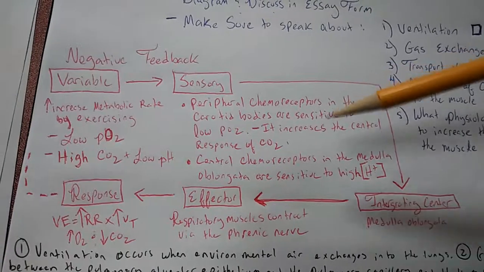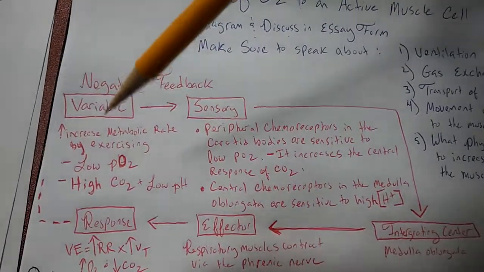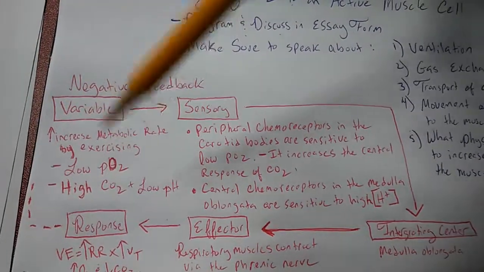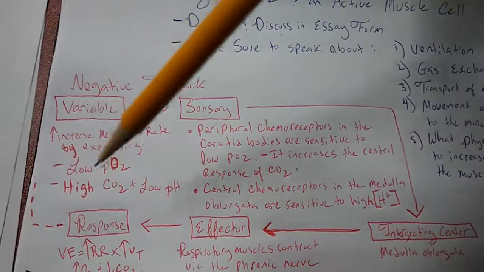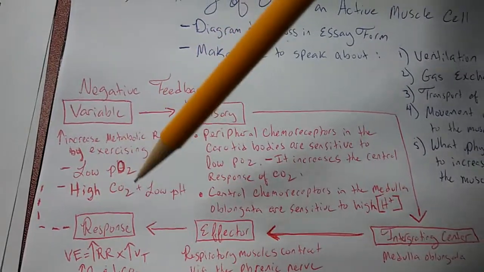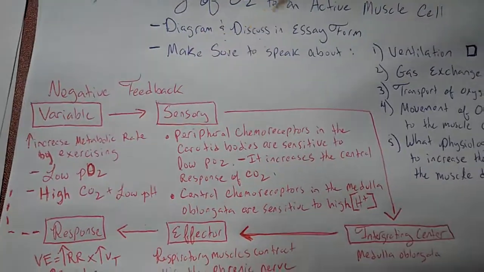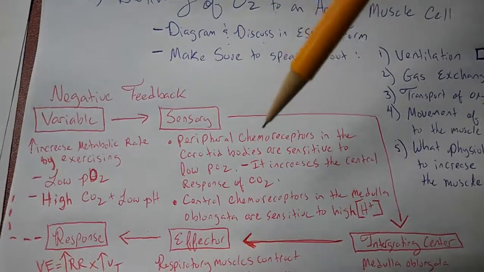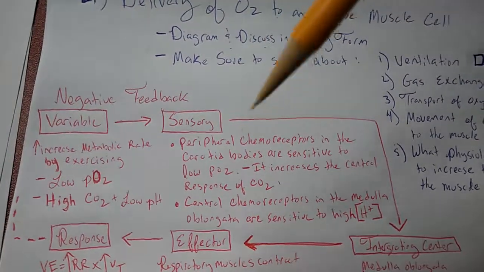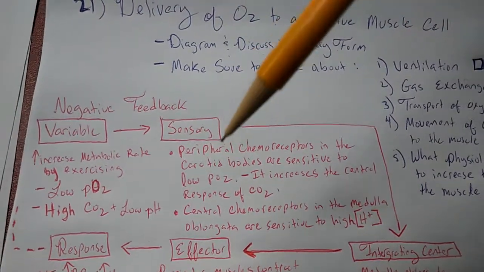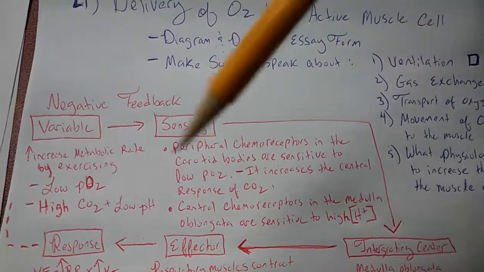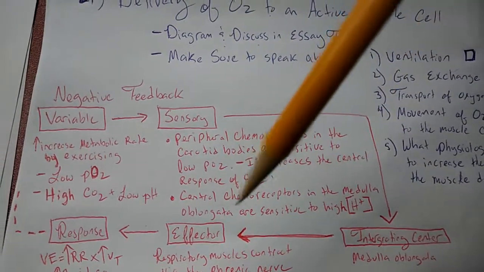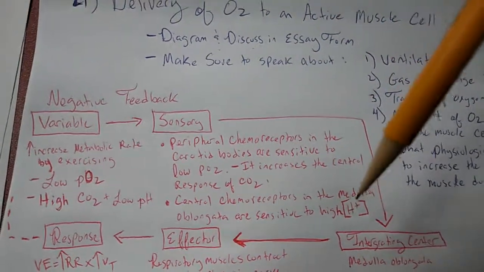Okay, using the negative feedback, we'll go ahead and write the variable: an increase in metabolic rate by exercising will cause low PO2 or low oxygen, high CO2, and low pH. The sensory section will include the medulla oblongata. The peripheral chemoreceptors in the carotid bodies are sensitive to low PO2. The central chemoreceptors in the medulla oblongata are sensitive to high concentrations of H plus.